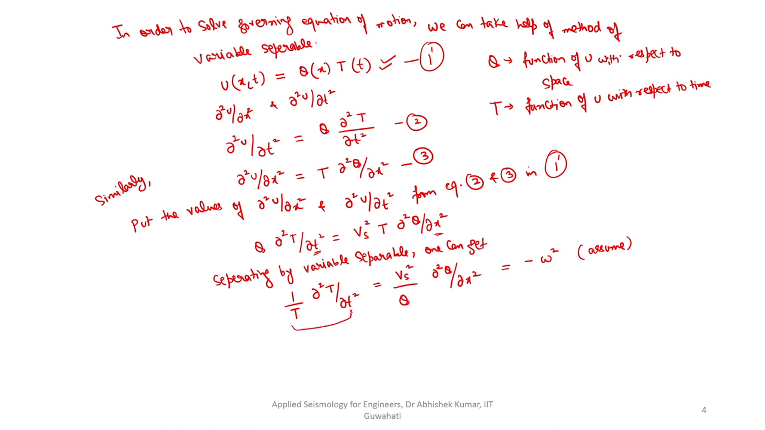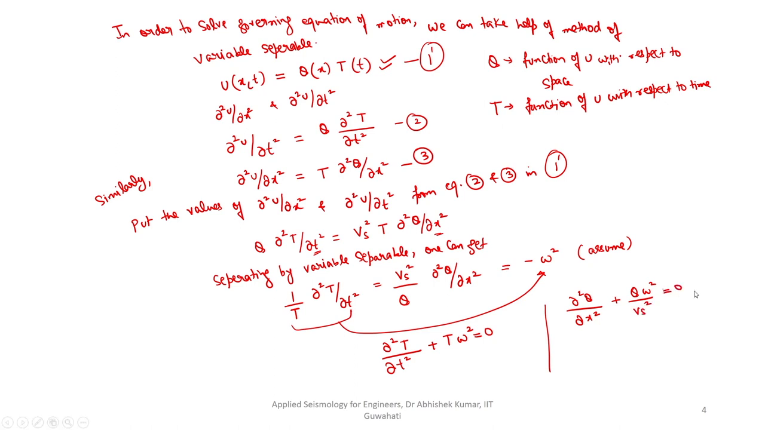That means if you take this particular part with respect to this part, you will get dou square t over dou t square plus t times omega square equals 0. This is one equation, and the second equation is dou square q over dou x square plus q omega square over Vs square equals 0. So in the first you have taken these two things and you will get this equation, in the second you will get these two things and then this particular equation. So in total you are having two equations.